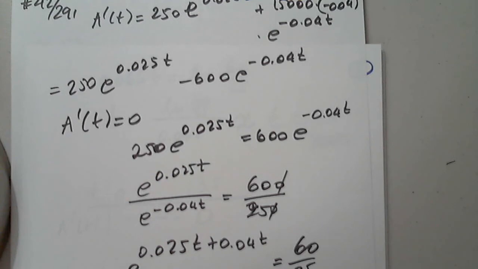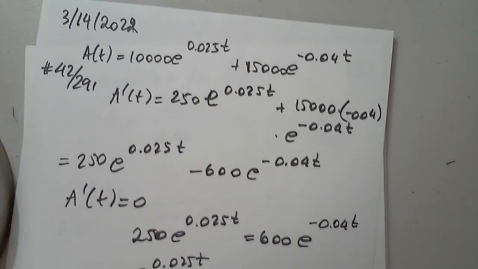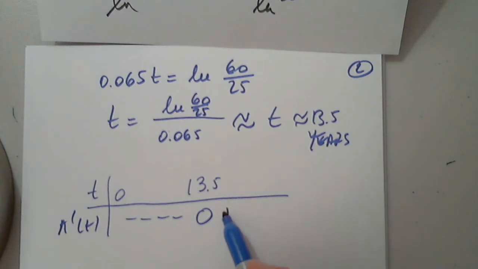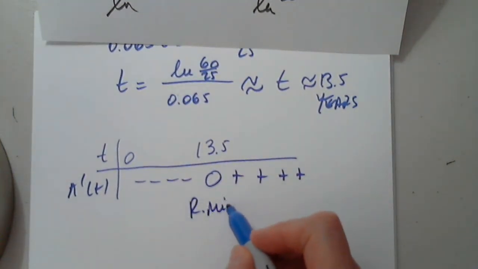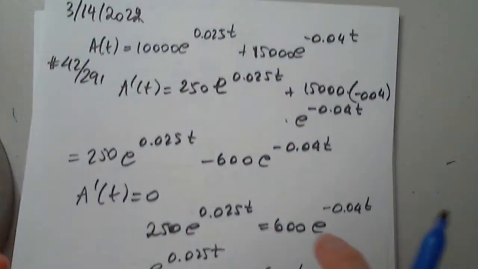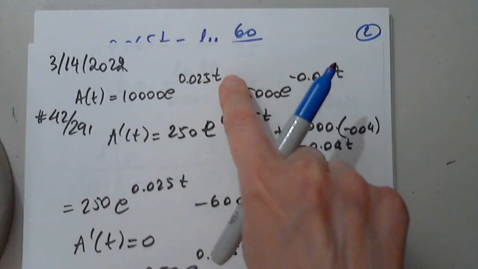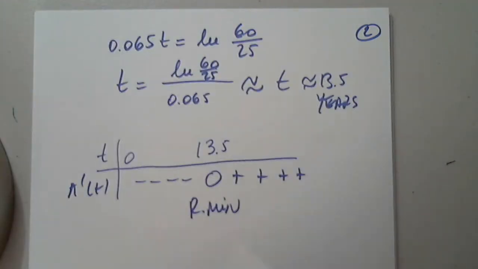And close, and I hope, before I click, that this is positive. Yeah, that's all I needed. I only needed to see if it's positive. So now this is guaranteed to be a relative min. And it says, what is the relative min? So then I have to go back to the function and plug in 13.5. So this will be a of 13.5.